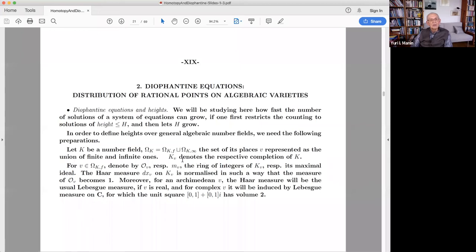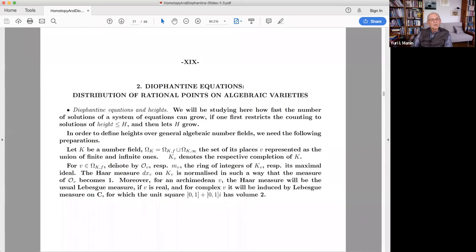And if we choose an element here, we can form the respective completion of K, and we denote by K_v the respective completion. And again, if we are working with rational numbers, then these completions are real numbers, and p-adic numbers for all p.